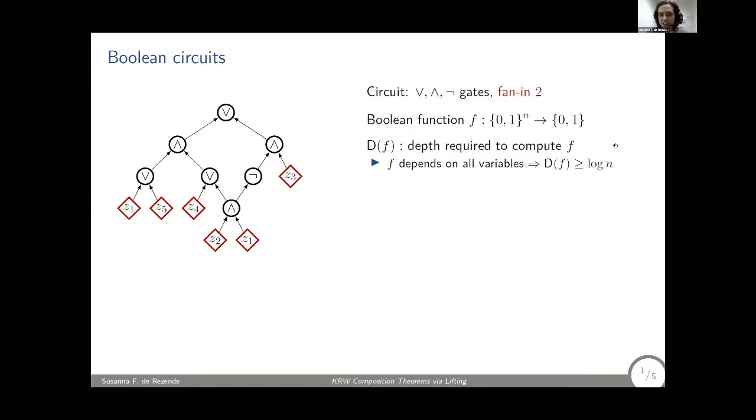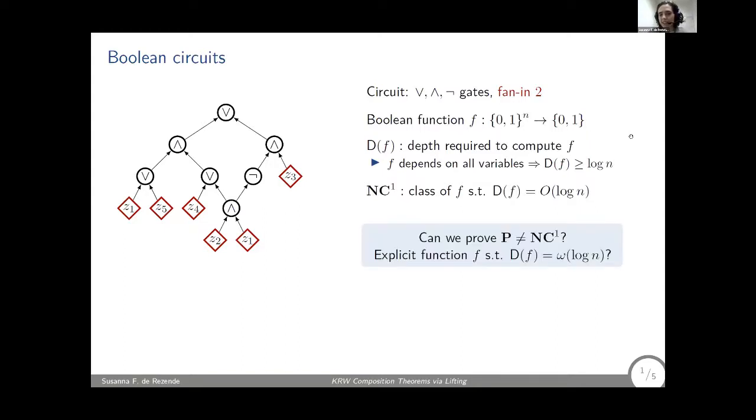And it's not hard to see that if f is a function that depends on all variables, well, we need depth at least log n to compute it. And that's because we're only considering fan-in-2. So there's a natural question, well, what are these functions that can be computed in close to the smallest depth possible? So this is the class NC1.